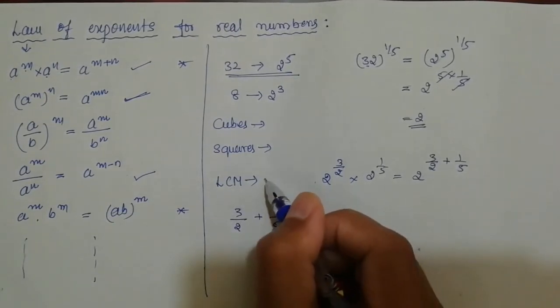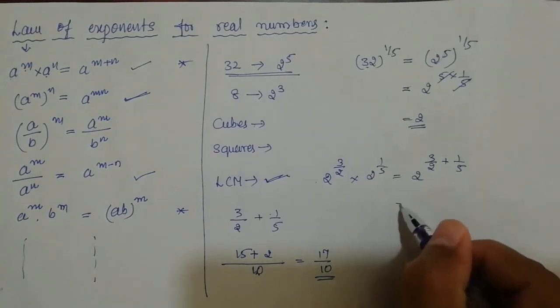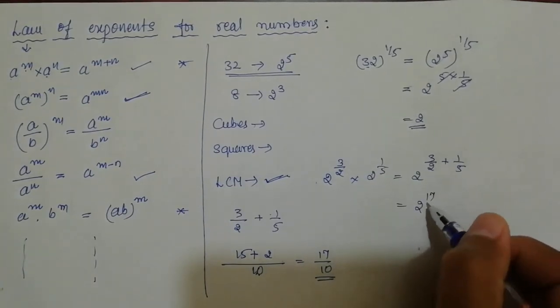You must know the LCM concept to add fractional numbers. What is the LCM of 5 and 2? It is 10. Now you divide 10 by 2, it goes 5 times, so 5 into 3 is 15. Then plus, if you divide 10 by 5, it goes 2, so 2 ones are 2. So it will become 17 by 10. Finally the answer will become 2 power 17 divided by 10.